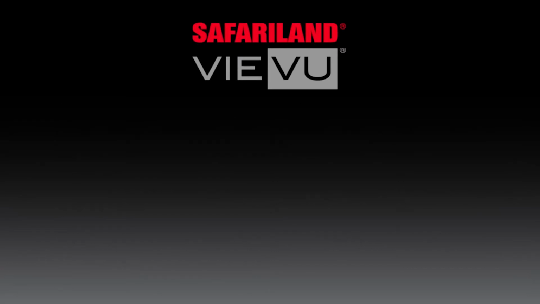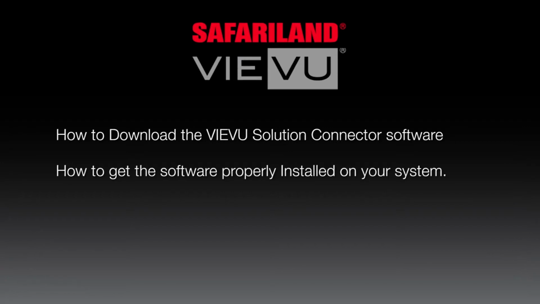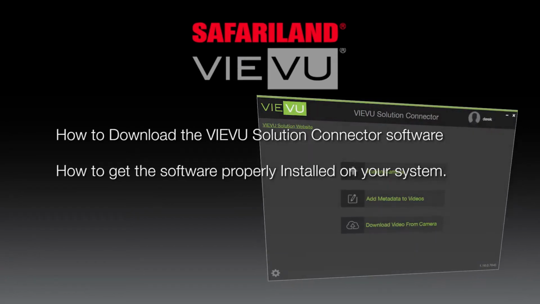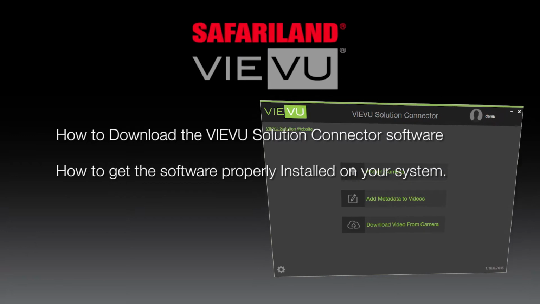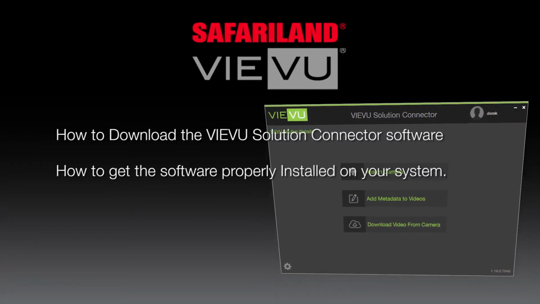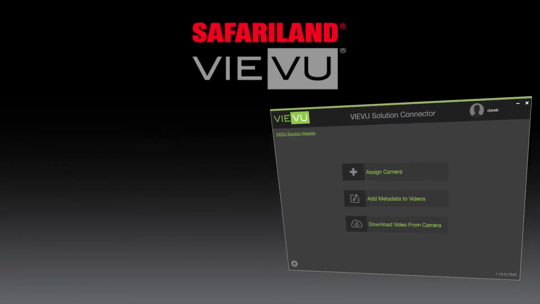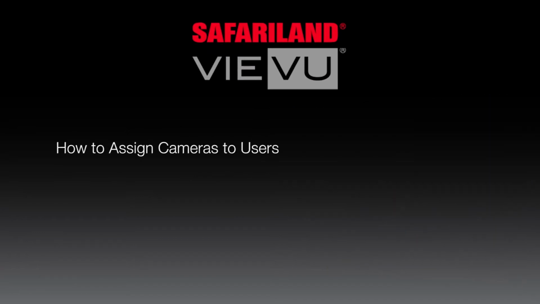Next, you'll learn how to download the VIEVU Solution connector software and how to get the software properly installed on your system. The VIEVU Solution connector is required for your system to communicate with VIEVU body cameras. And finally, after you've completely prepared your system, you'll learn how to assign cameras to users. When you finish with this step, you'll be able to immediately begin recording video and capturing what could be critical evidence. Let's get started.